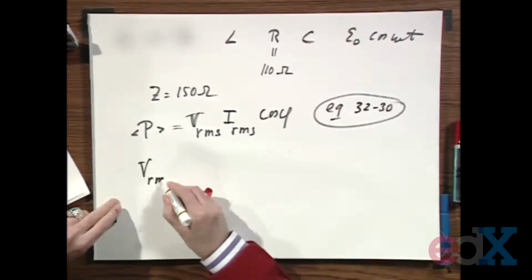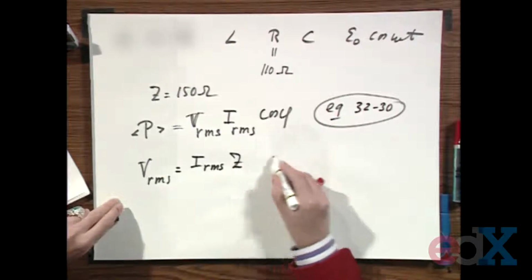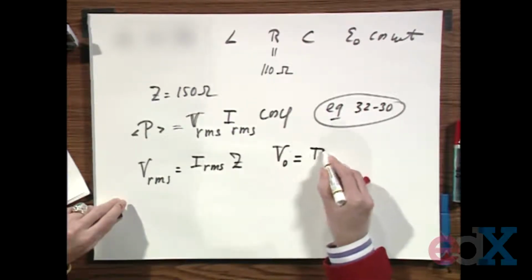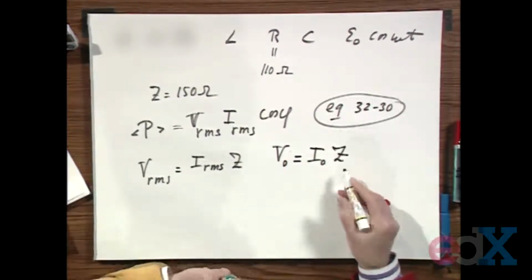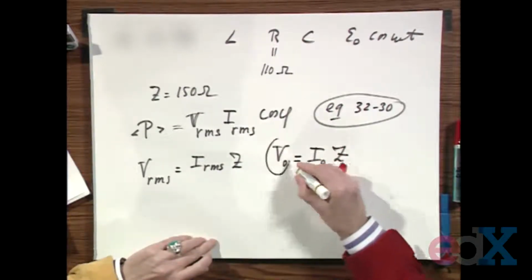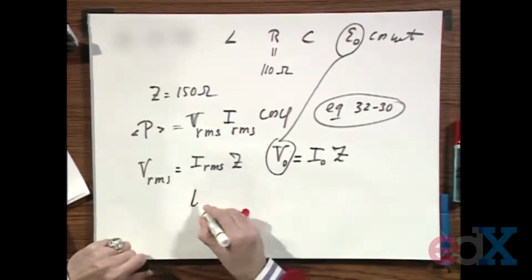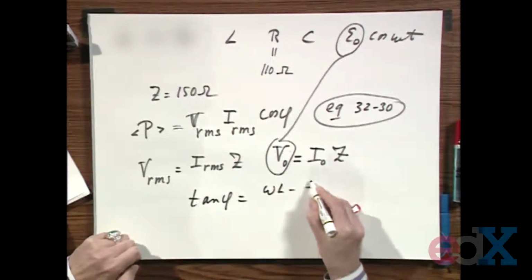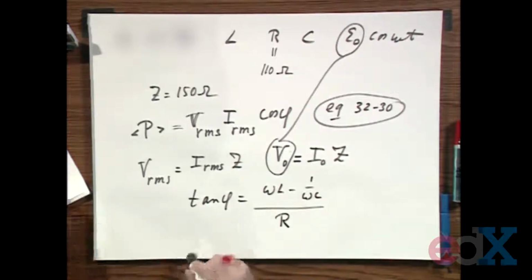Now VRMS is obviously IRMS times Z for the simple reason that V0 equals I0 times Z. That's the way it is defined. This V0, by the way, is that E0. And the tangent of phi, which we have mentioned many times, is omega L minus 1 over omega C divided by R.